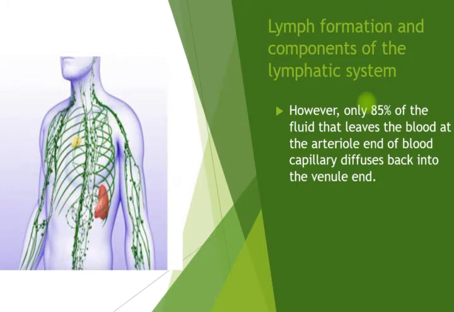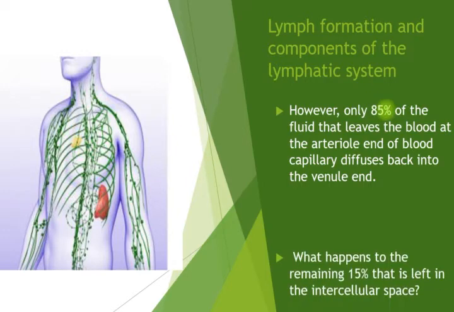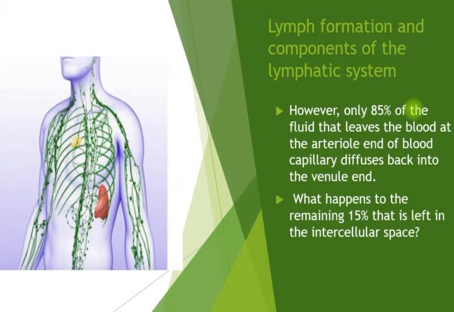Okay, so please understand here. At the venule end, water is reabsorbed, mineral salt is reabsorbed, nutrient also reabsorbed, and the leftover is reabsorbed back into the venule end. But only 85% of the fluid enters or diffuses back into the venule end. What happens to the remaining 15% that is left in the intercellular space? When 85% is diffused back into the venule end, another 15% is left in the intercellular space.